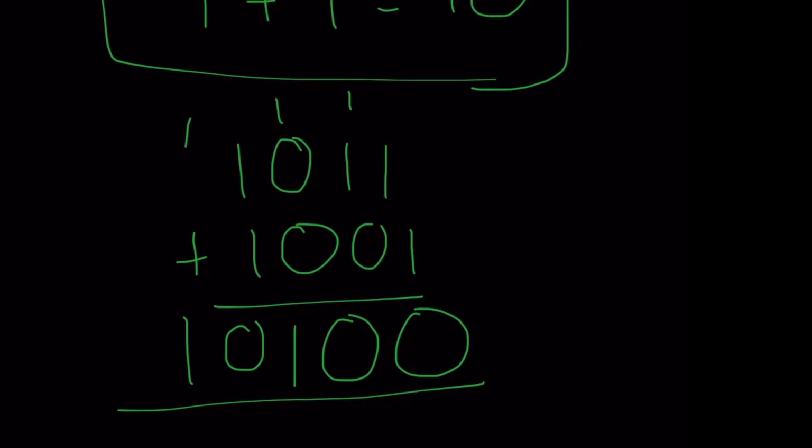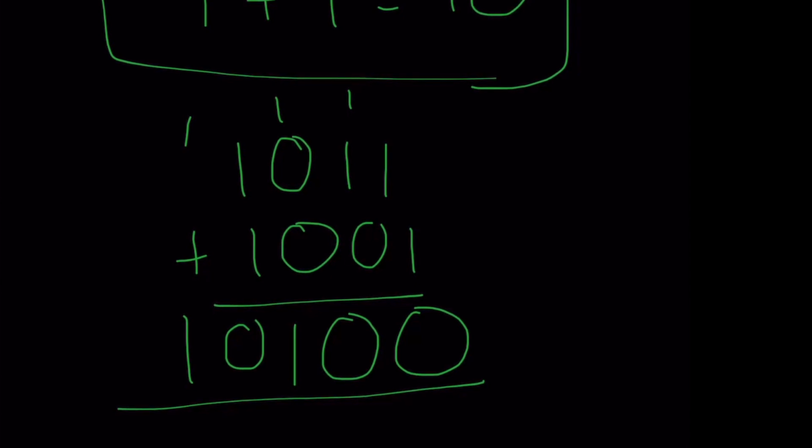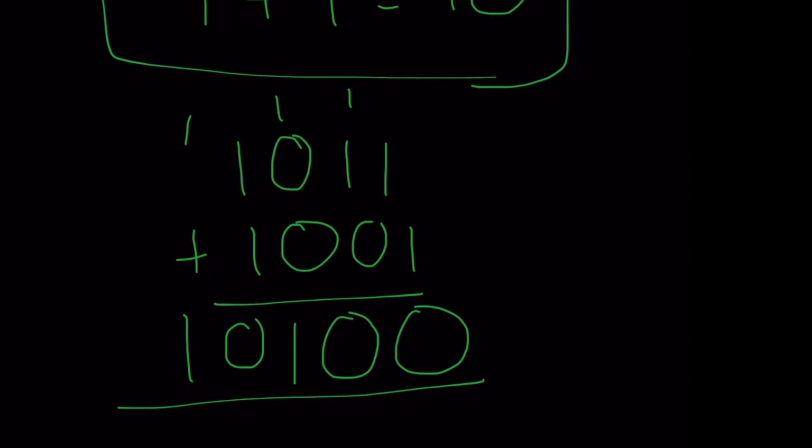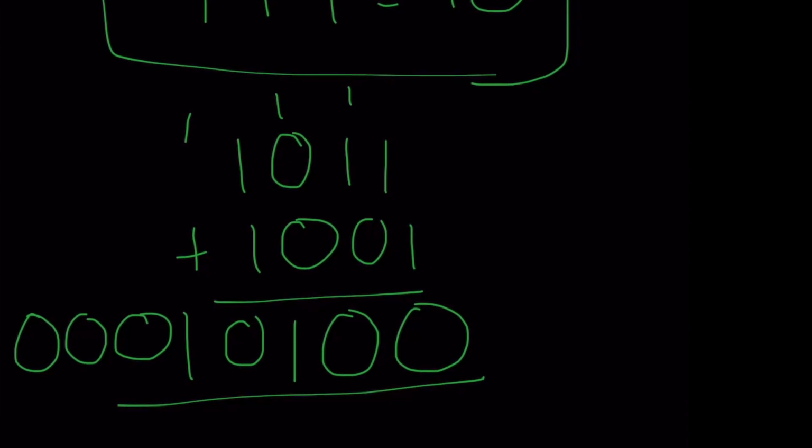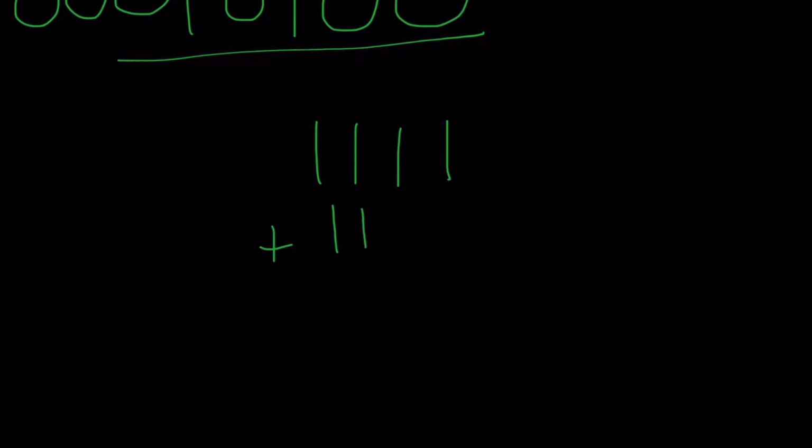But again, it needs to have 8 digits, because a computer stores numbers in an 8-bit format. So we will just add 3 zeros before the number. So the final answer will be 0001 0100. Let's try another example. So what if we have 1111 plus 1111?